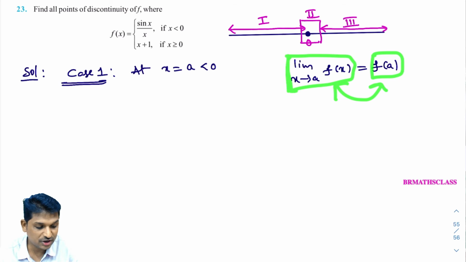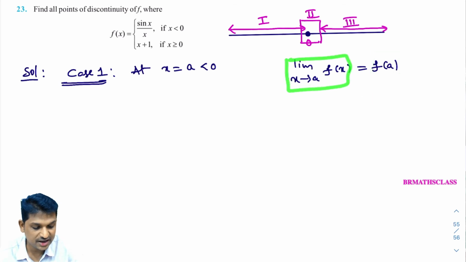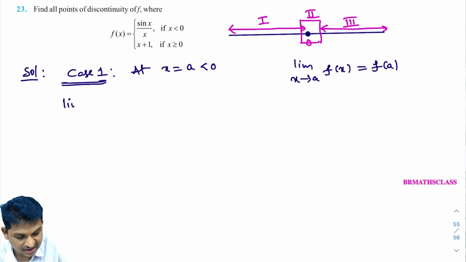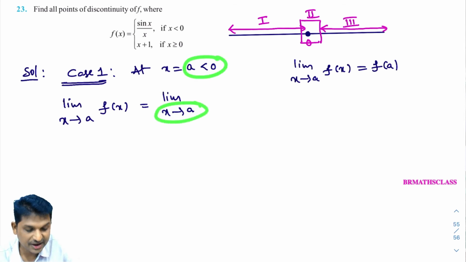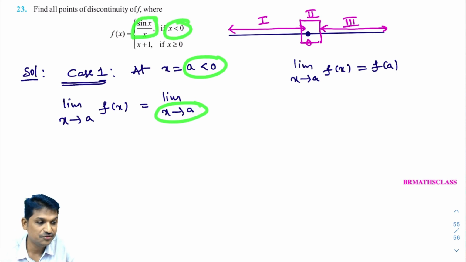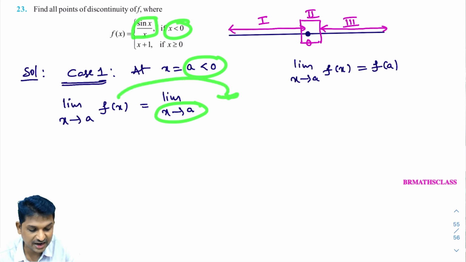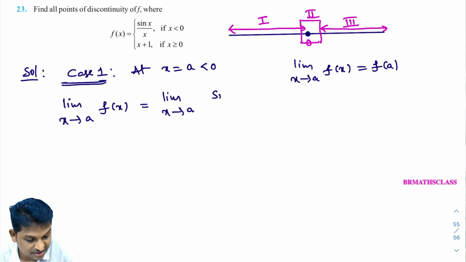So I'm going to calculate limit x tends to a, f of x. That equals limit x approaches a. Here x approaches a value that is less than 0. When a value is less than 0, which function to choose? We'll choose this function, sin x by x. So in place of f of x, I'll write sin x divided by x.